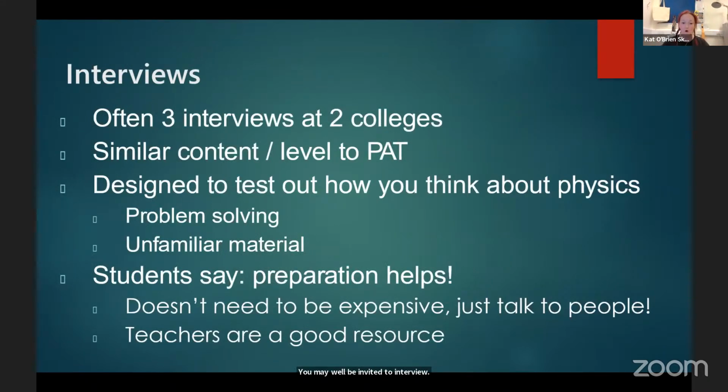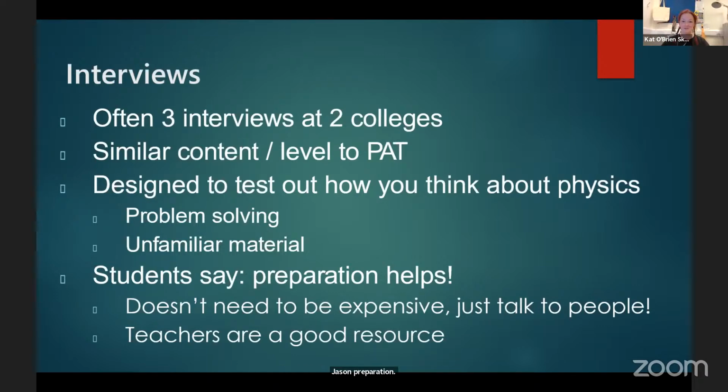Interviews are held online, and you will often have 3 interviews at 2 colleges. They're a similar sort of content and level to the PAT, but they're really designed to think about those criteria: how you think about physics, how you communicate it, what your physical intuition is, and those kinds of things. Do some preparation. Just talk to people.